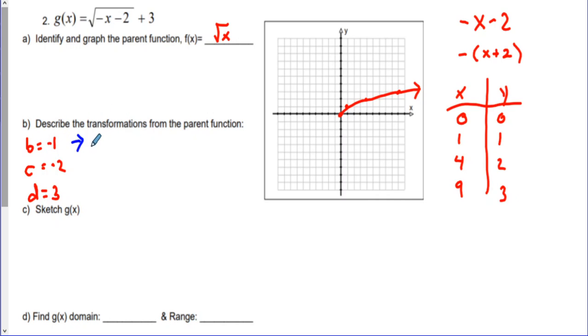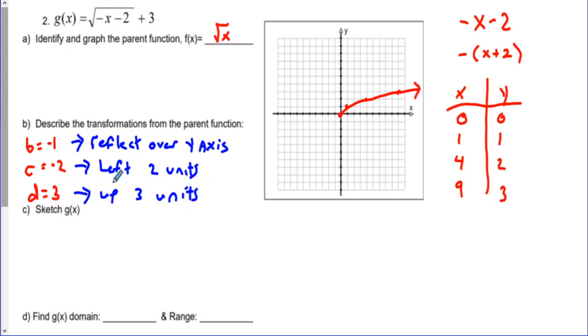It's going to cause it to reflect over, okay, and b's job is to affect the x coordinates. So all of these positive x coordinates are going to be negative x coordinates, so it's going to go over the y-axis, right? In order to get to that other side of the graph and go this way instead, it's got to go over the y-axis, which is this one, okay? The c value we've talked about, that's just to the left by 2, okay? And then the d value is going to cause it to go up by 3.